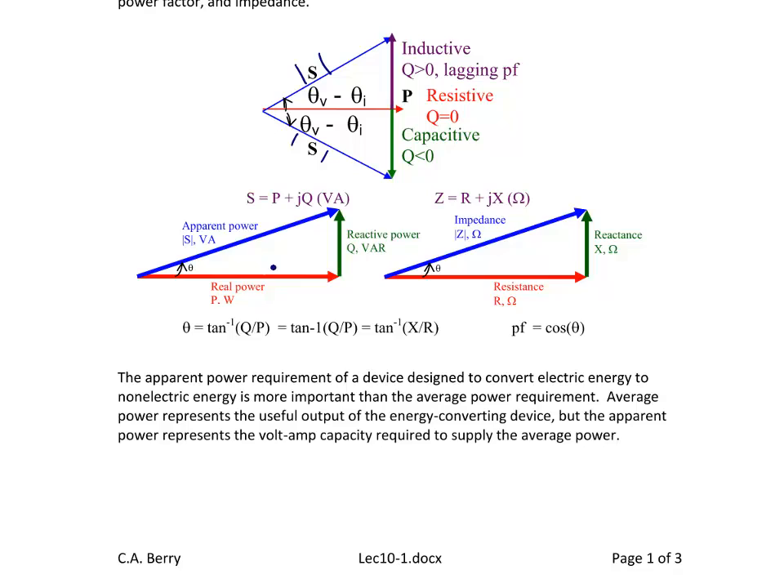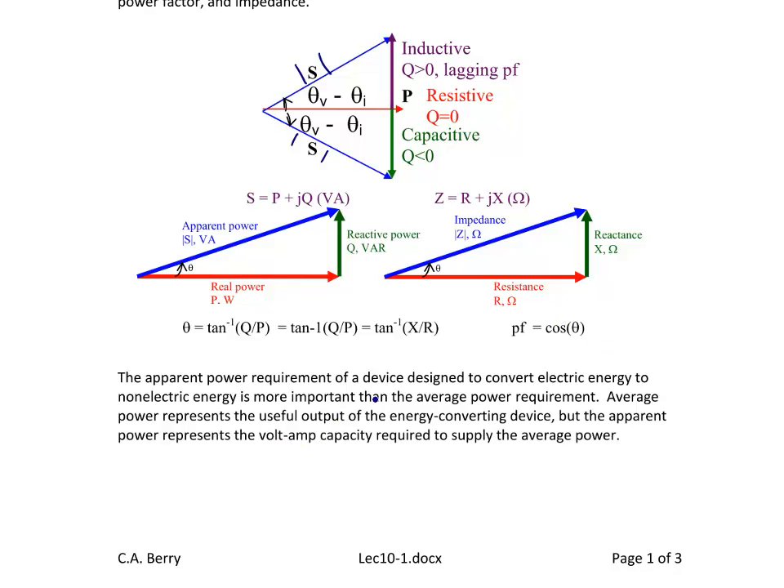The relationship between the reactive and real power is, as we see here, theta is equal to the arctangent of Q over P, or the arctangent of X over R, and that's the power factor angle, and the power factor is the cosine of that angle.